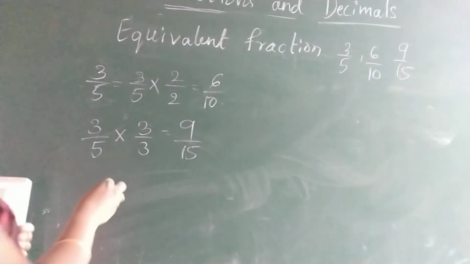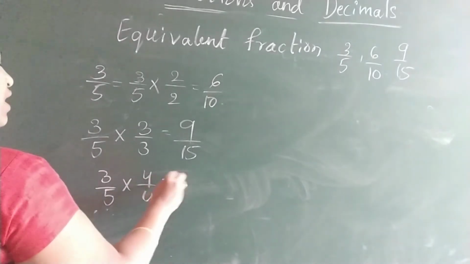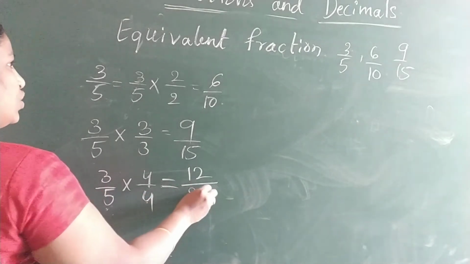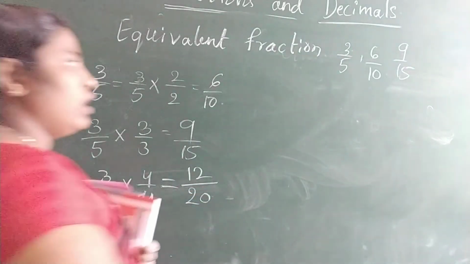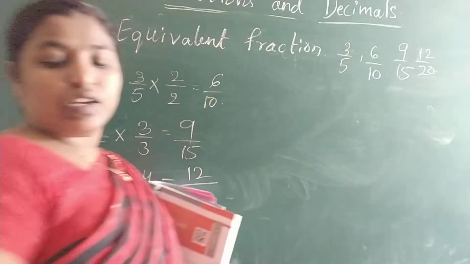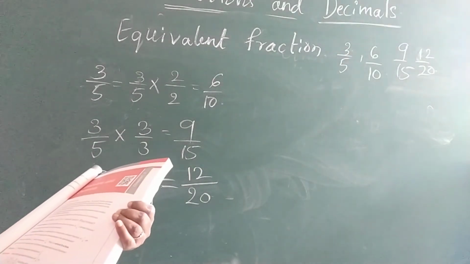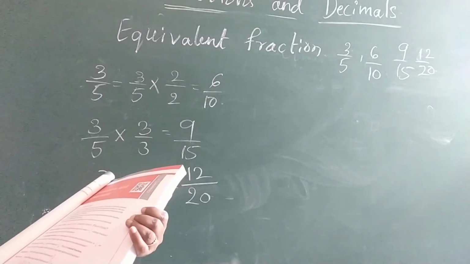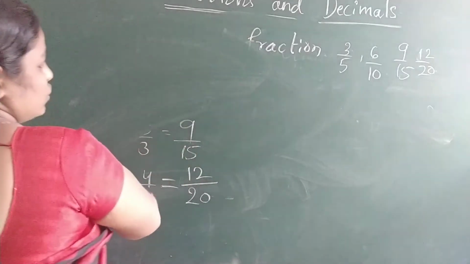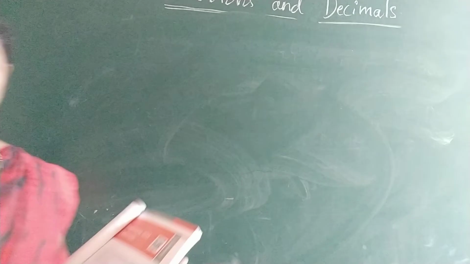Next, 3 by 5 into 4 by 4. 3 4s are 12, 5 4s are 20. Then 12 by 20 is an equivalent fraction. Like this, they told us to write 5 examples. Can you write 5 examples each of proper, improper and mixed fractions? They asked this, so write. These are very easy. You can write them on your own.